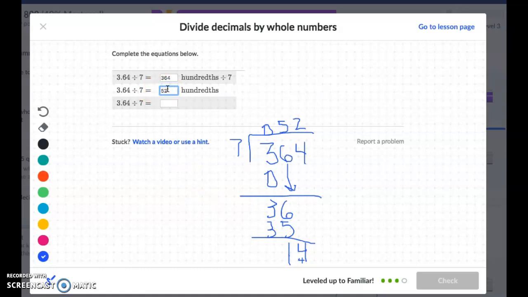So for this one now, I need to change 52 hundredths into the decimal form. So to make it 52 hundredths, I would write it out as decimal 52, 52 hundredths.